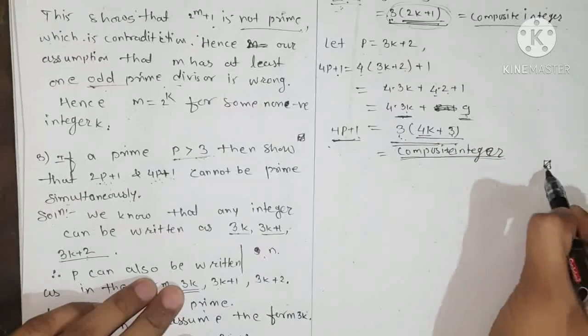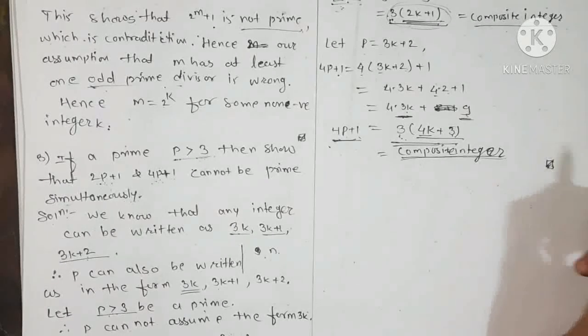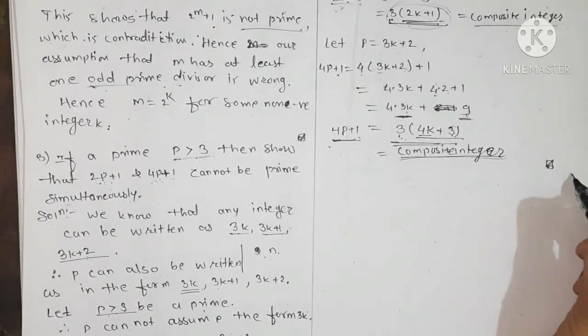So we end our examples here. Now in the next lecture we are going to see how to find GCD and LCM using the prime factorization theorem. Okay, so thank you everyone.